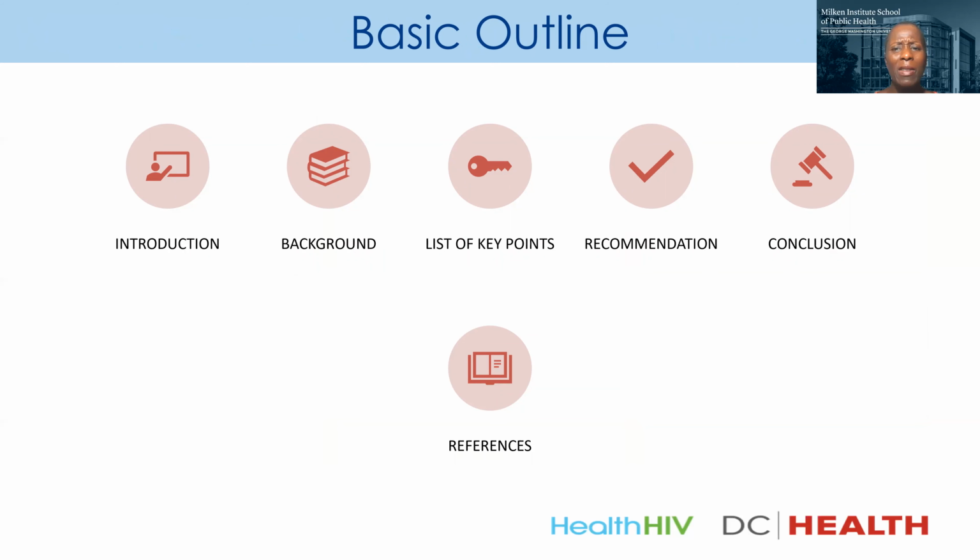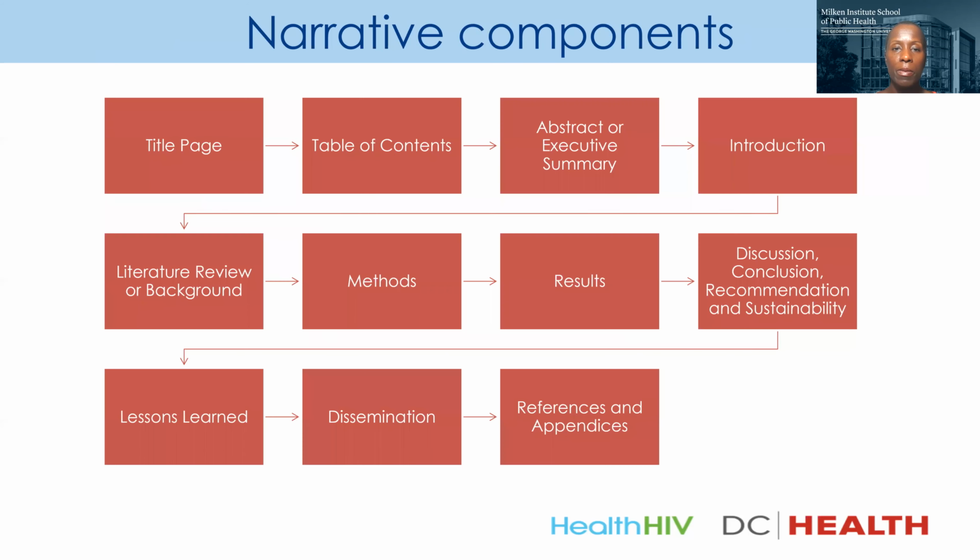So a really basic outline is the introduction, the background, the list of key points, the recommendation, conclusion, as well as the references. Narrative components differ depending on what your funding agency is asking for. So this is a very generic sketch or workflow that you will see of narrative components that really vary depending on who is funding.